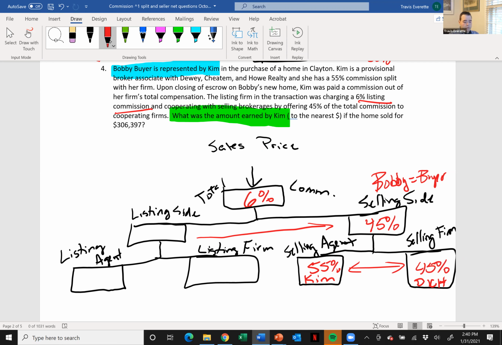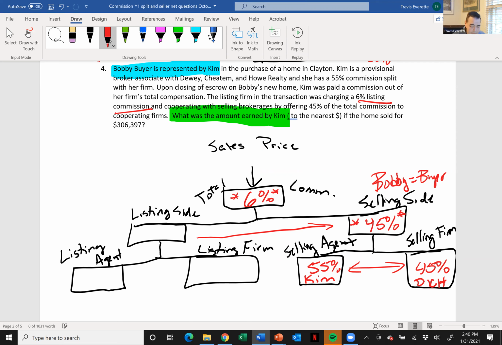Upon closing of escrow on Bobby's new home, Kim was paid a commission out of her firm's total compensation. The listing firm in the transaction was charging a 6% listing commission, and cooperating with selling brokerages by offering 45% of the total commission. Now, we had already filled all that in from before, but here's my 6% total commission right here. Remember, I already had that. And I already had my 45% here.